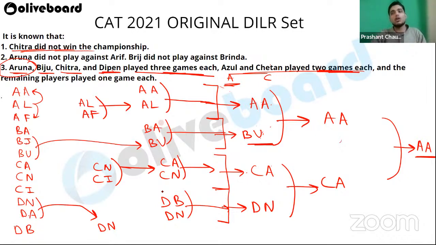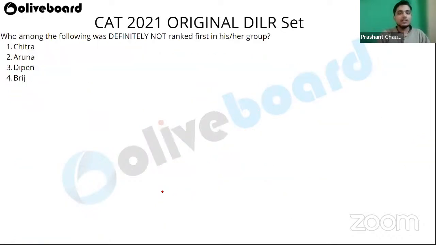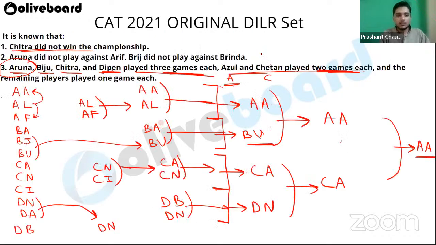Now we will go on to the questions and we will attempt questions. If anyone is having any problem, just tell. Okay, the first question is, who among the following was definitely not ranked first in its group? The first one is who is not having the first match. Okay, so like this one, Aruna is not first, clearly.